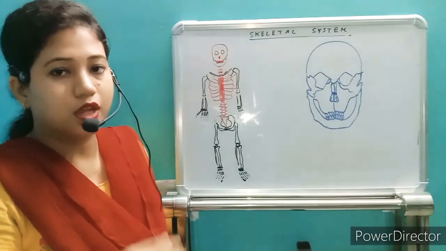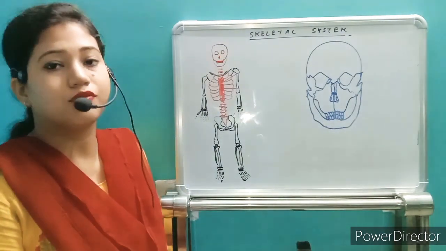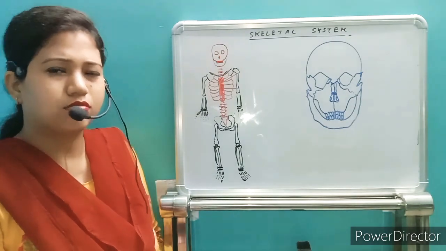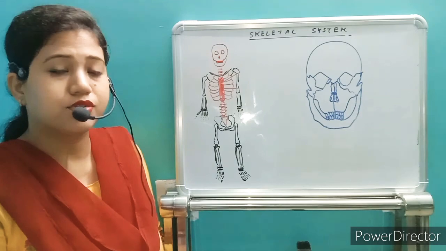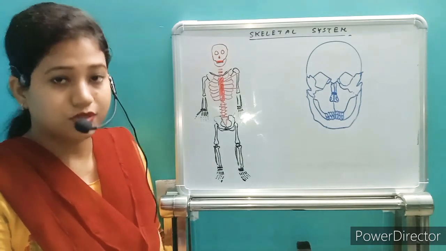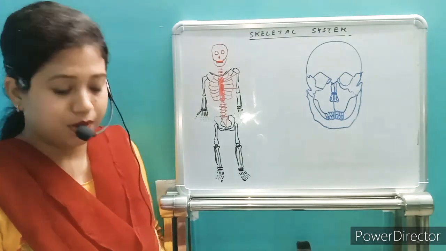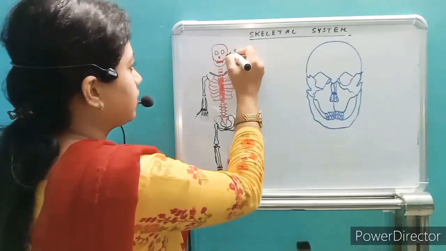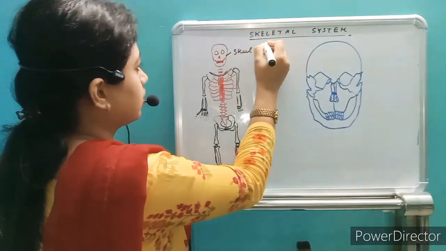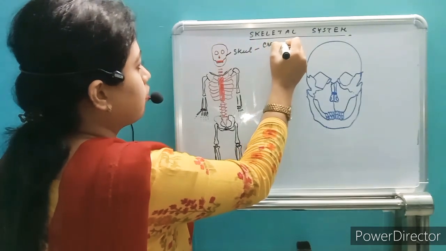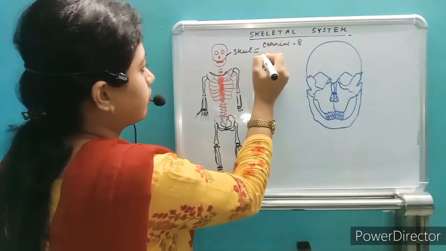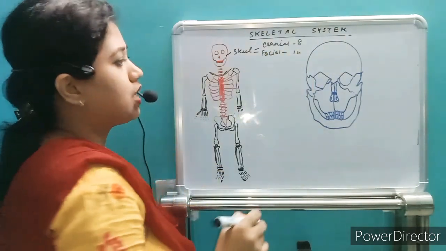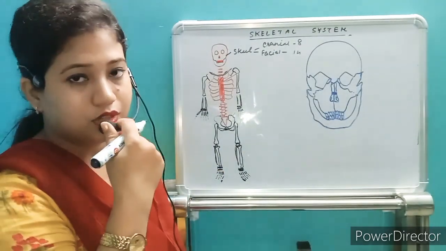Hello students, today we are going to start the next part of the skull. Already we have discussed the structure, just the names and the numbers of the cranial bones of the skull. Now we'll move to the next part. So in the skull, how many bones were there? I have told that in the skull we have the cranial bones. The number of cranial bones is 8. Then after that we have the facial bones. How many facial bones do we have? We have 14 facial bones.